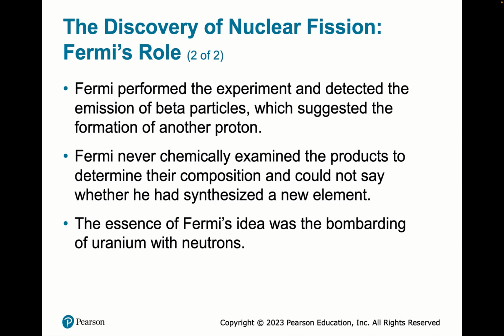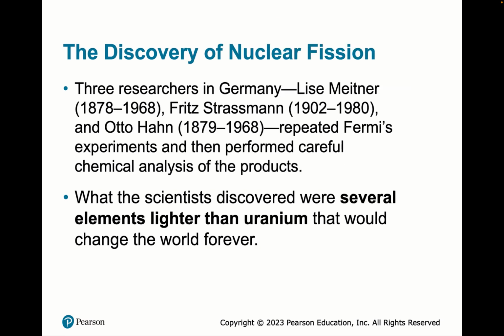Fermi found that these were electrons, so maybe they'd made another proton. Fermi never did it, but the good old folks at Berkeley did. But the idea was to take uranium and bombard it with neutrons, and here's some more history.